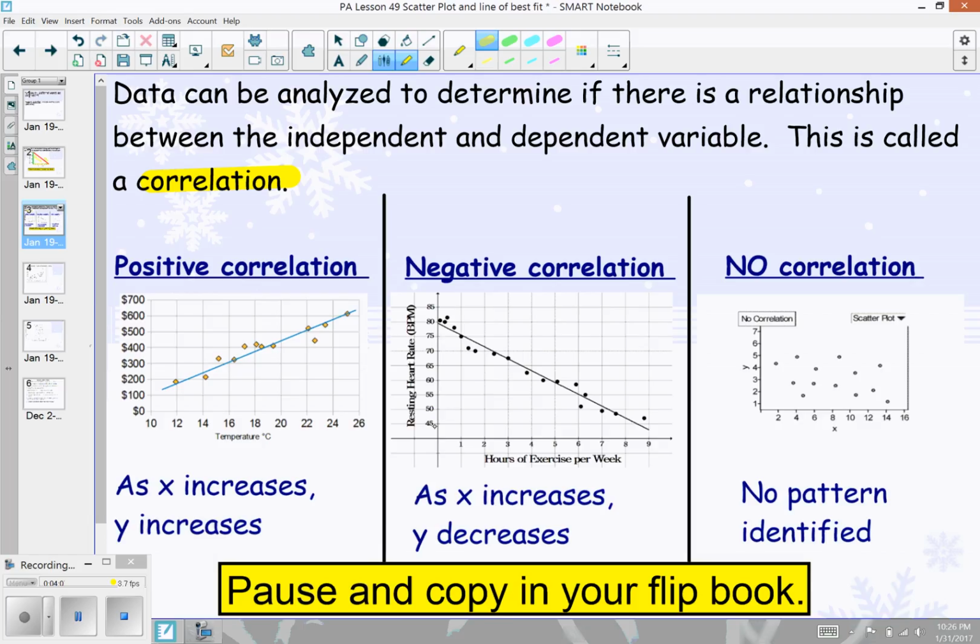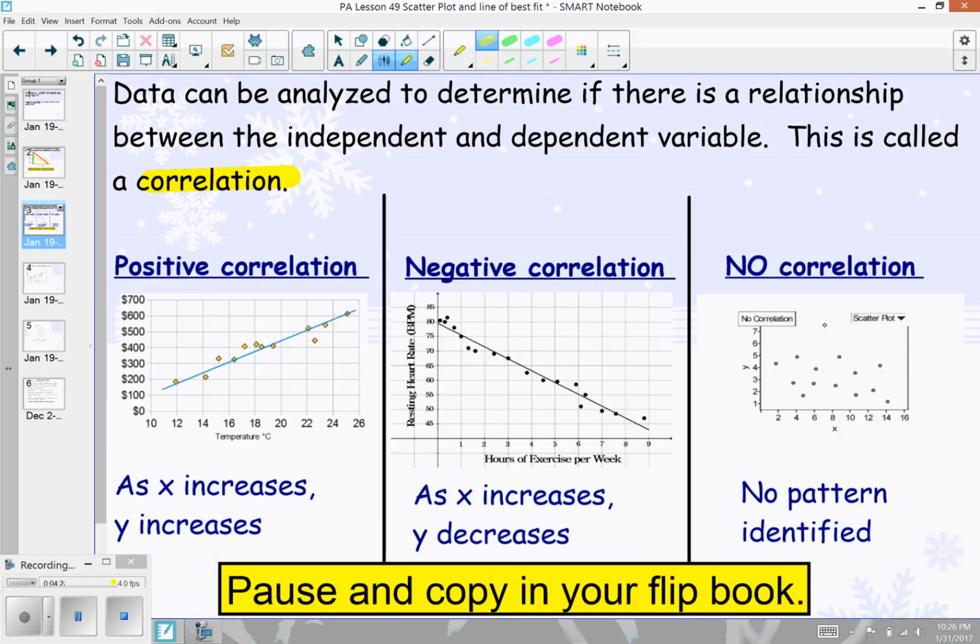That's a healthy situation. So a negative correlation, again, is when the line goes down from left to right. As X increases, as our independent variable increases, our Y decreases, our dependent variable decreases. And then finally, we have no correlation.